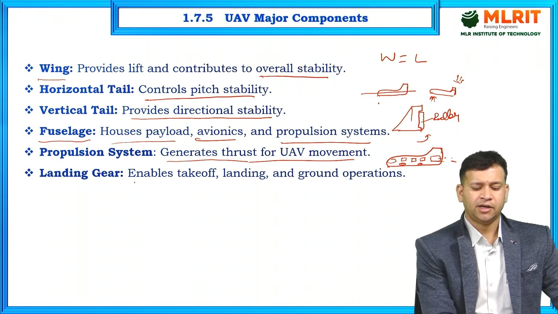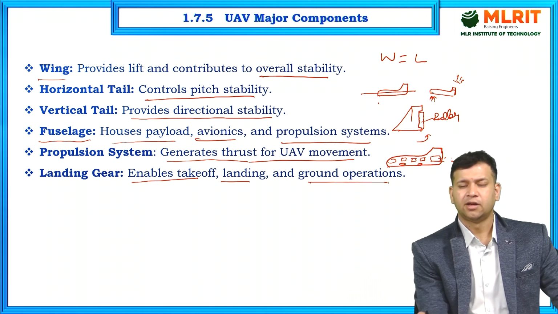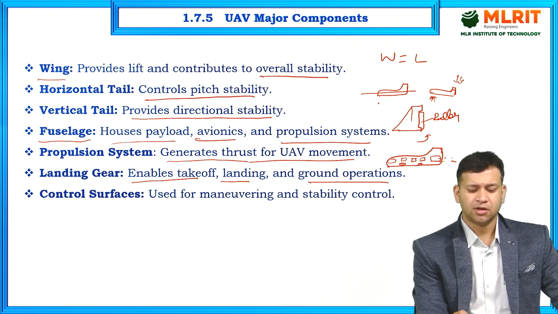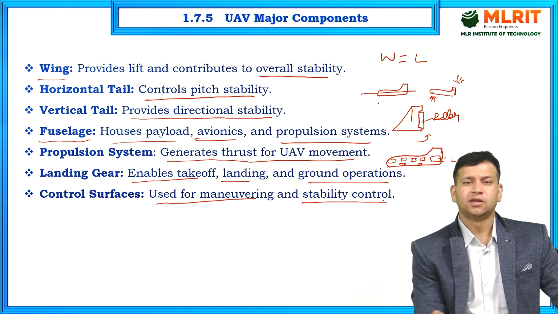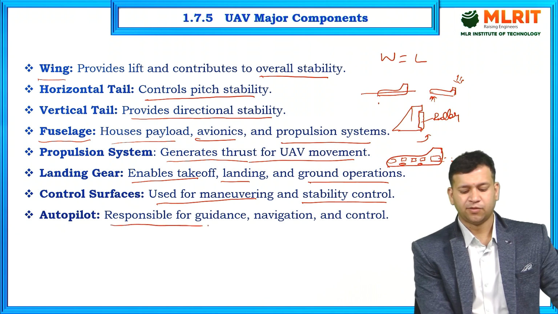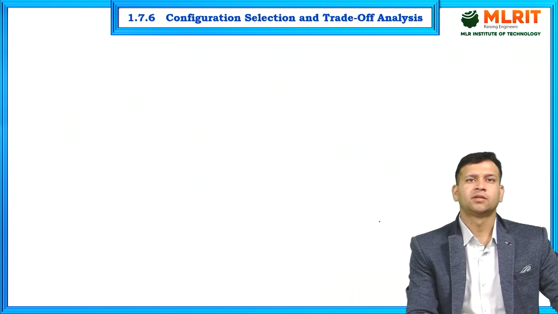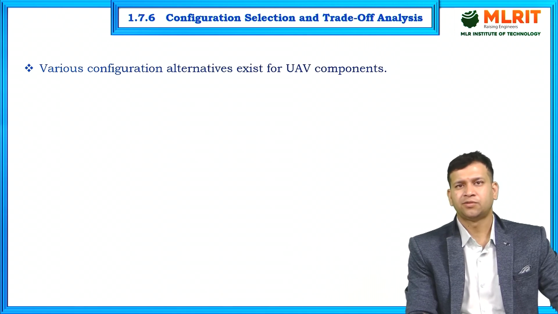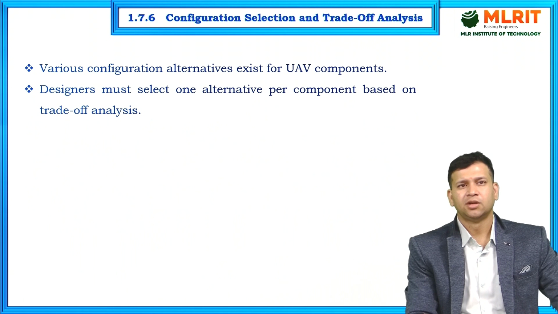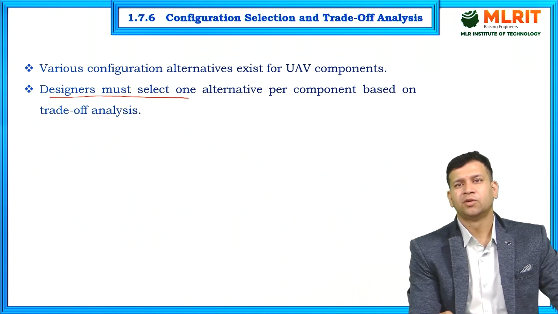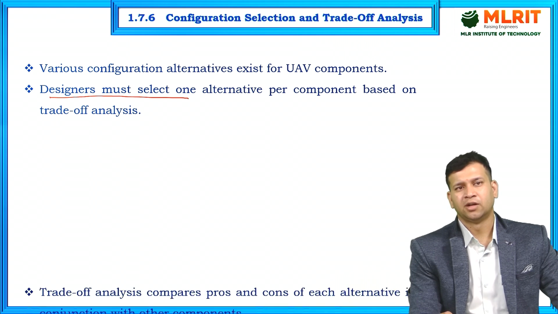Landing gear, it enables takeoff, landing and ground operations. Control surfaces are used for maneuvering and stability control. Autopilot system, it is responsible for guidance, navigation and control. Various configurations and alternatives exist for every UAV component. Designers must select one alternative per component based on the trade-off analysis.